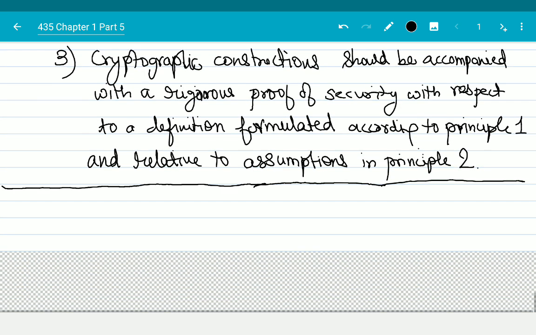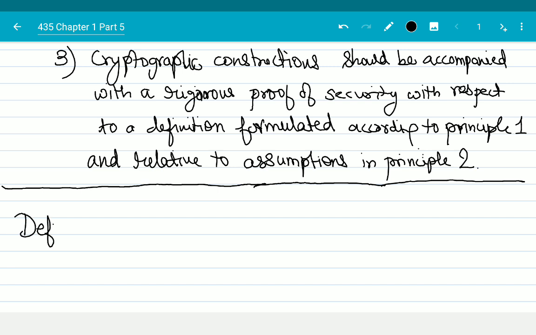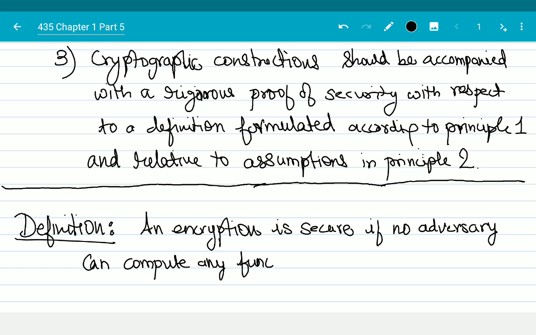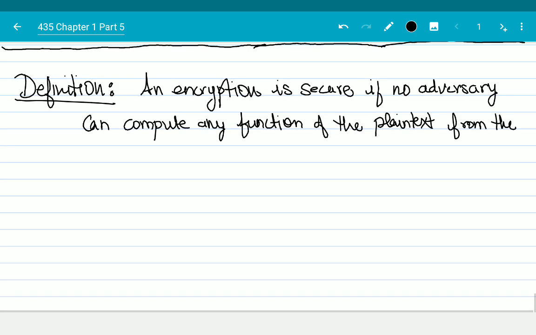Okay, so the definition of secure that we are going to use for now is that an encryption is secure if no adversary can compute any function of the plain text from the ciphertext.